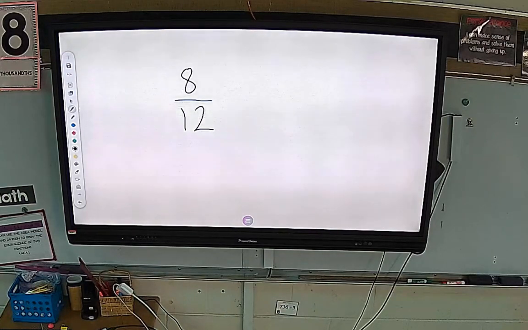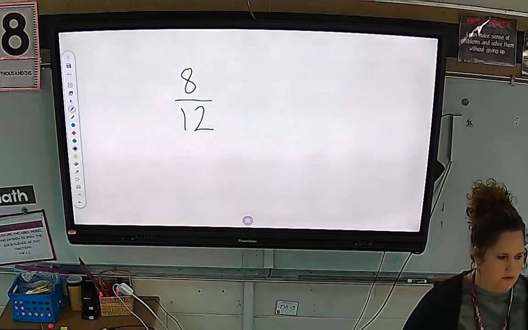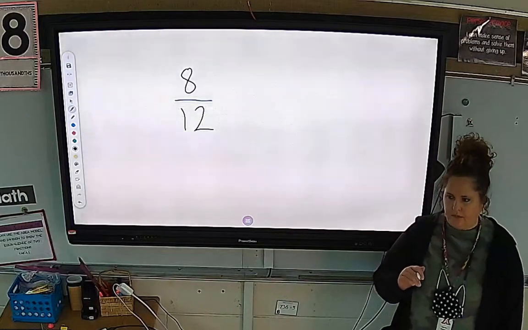What is something you could divide both the top and the bottom? And this time there's more than one number. Sometimes there's only one number you can divide by. Sometimes there's more than one. In 5th grade, you're going to search for the largest number that you can divide both of them by.